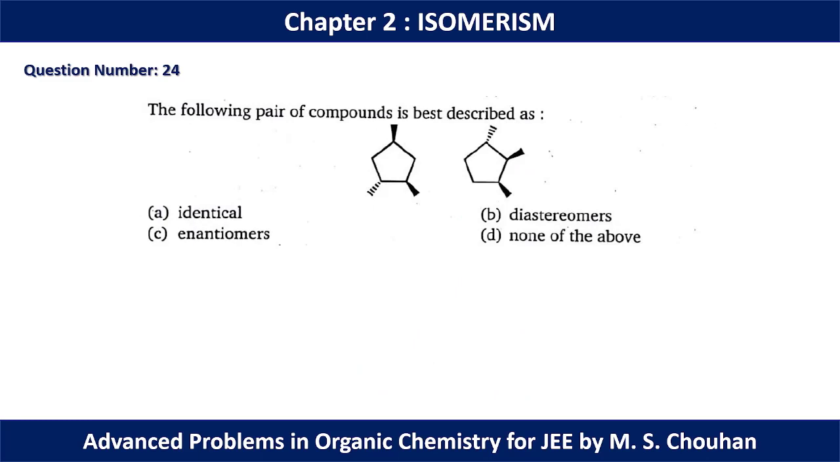In question number 24, the following pair of compounds is best described as. If we see these two molecules, they are not mirror images of each other. So if they are not mirror images, there are two possibilities: one is diastereomers, another is constitutional isomers. In diastereomers, we have two molecules with the same linkage, but they are not mirror images of each other. But here we have different linkages. So if linkages are different and they are not mirror images of each other, it should be constitutional isomers. So A, B, C, none of them is possible.